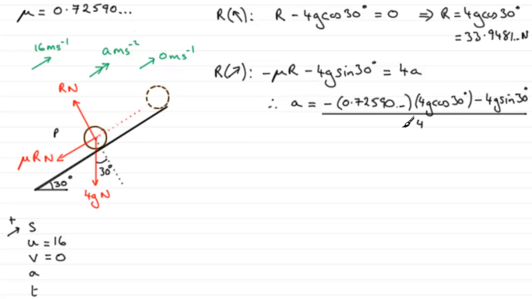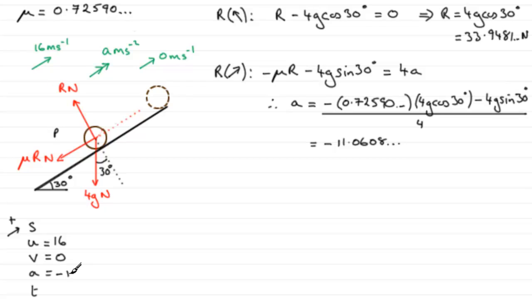Now you've got some calculation to do on your calculator, so if you do that, you should find that a turns out to be minus 11.0608 and so on. We would expect a negative value because it's decelerating. Now that we've got a, we can turn to our SUVAT equations. Let's just put that a in now.